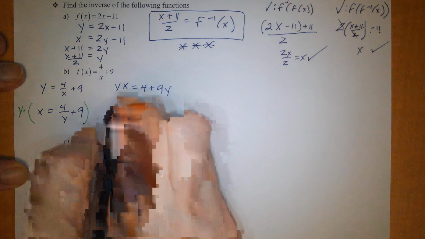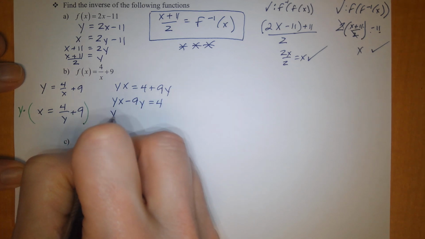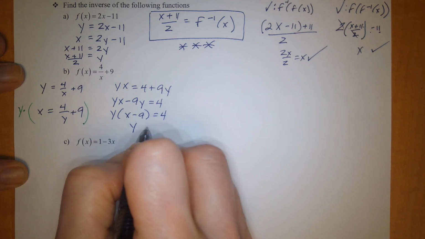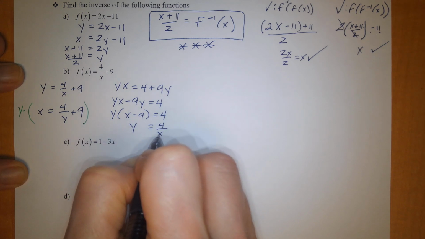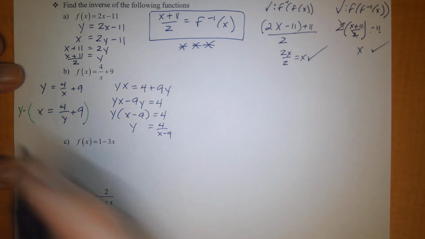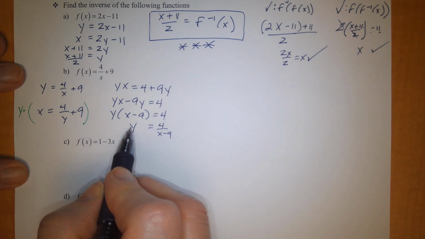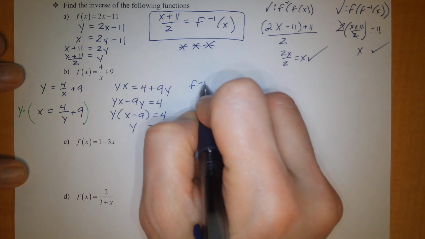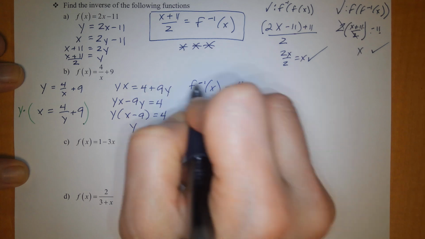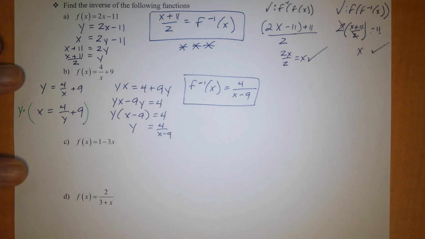Let me move all the y's to one side. Factor out the y. And then divide by x minus 9. There's probably other easier ways to do that than the way I did. That was just the way I chose to do that problem. So the last thing you do is replace this y with its name, which is the inverse. Of course, we want to check this. We're not positive this is the inverse until we've checked both sides, but that's what we're going to do next.